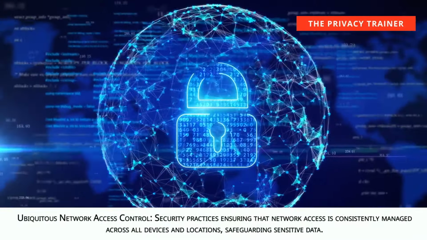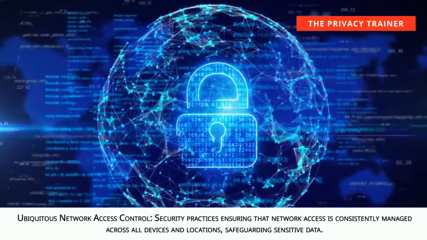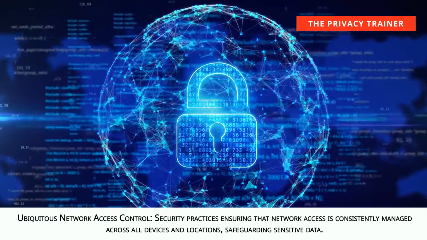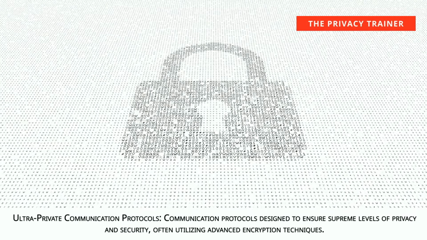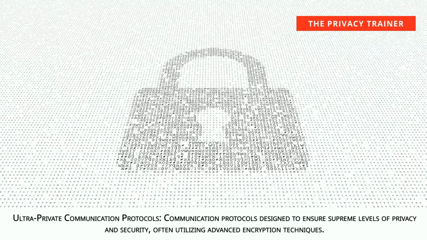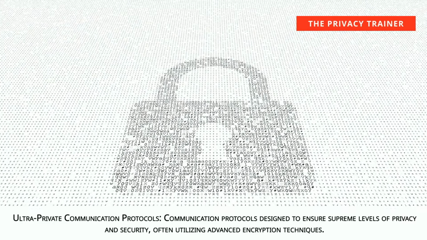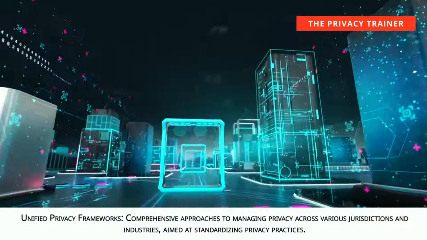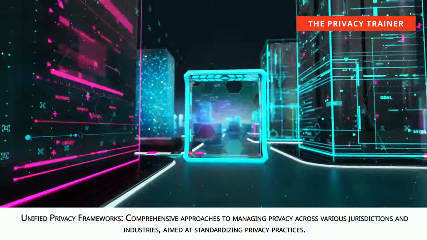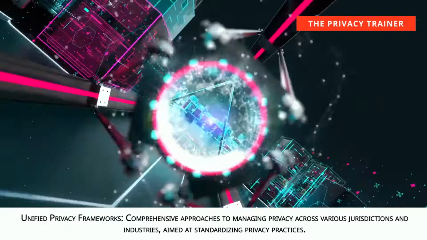Ubiquitous network access control, security practices ensuring that network access is consistently managed across all devices and locations, safeguarding sensitive data. Ultra-private communication protocols, communication protocols designed to ensure supreme levels of privacy and security, often utilizing advanced encryption techniques. Unified privacy frameworks, comprehensive approaches to managing privacy across various jurisdictions and industries, aimed at standardizing privacy practices.